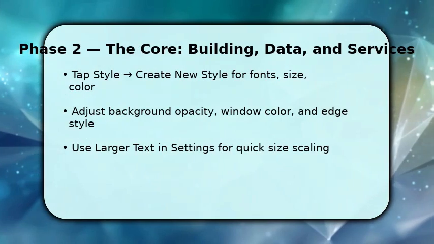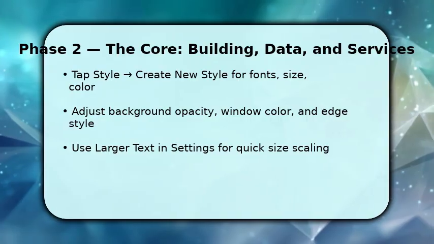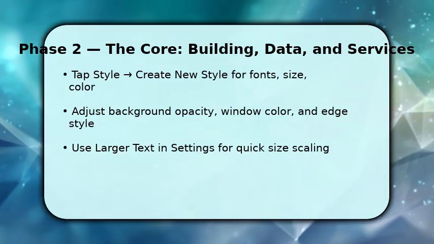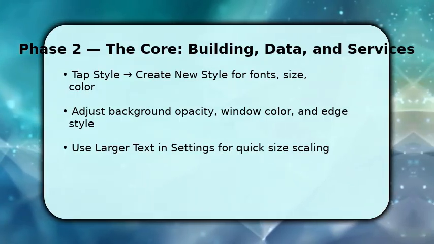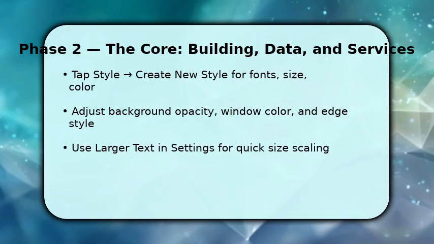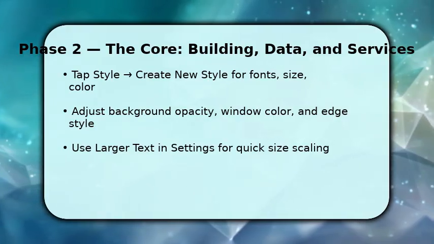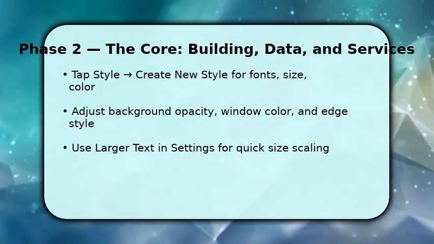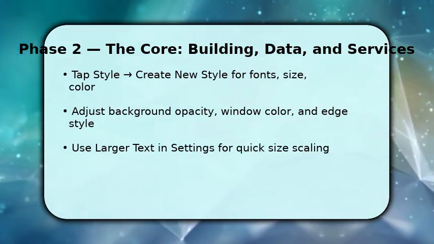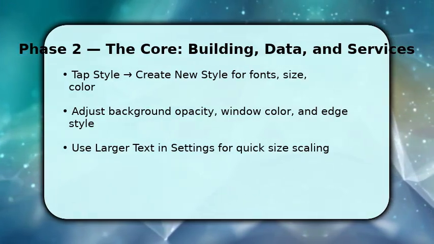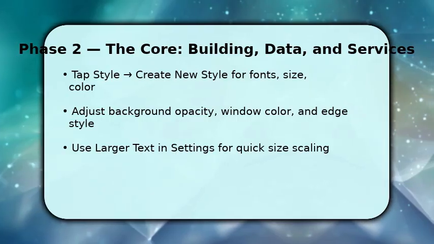Now you customize how subtitles look so they're readable without obstructing video. Go to Subtitles and Captioning, tap Style, then Create New Style, pick font, size, and color. This affects all supported players. Adjust background opacity and window color to increase contrast. Select an edge style to improve legibility against busy scenes. Once you save a style, supported apps will use it automatically.